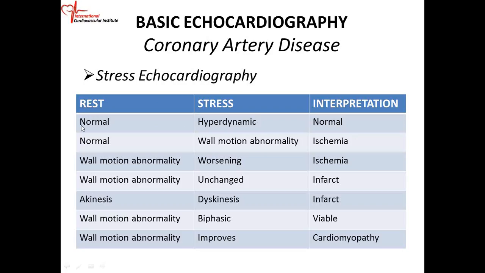A normal person is going to have no wall motion abnormality at rest. Ejection fraction is going to be normal. But when you exercise them, the wall's going to move more rapidly. You're going to get an increase in the ejection fraction. Okay? The LV cavity should be less. So this is a normal patient.